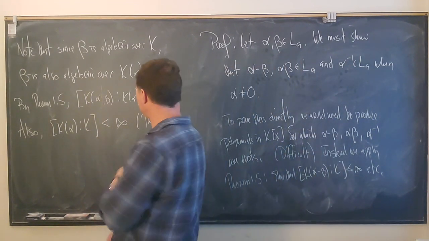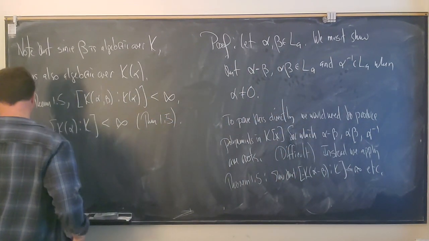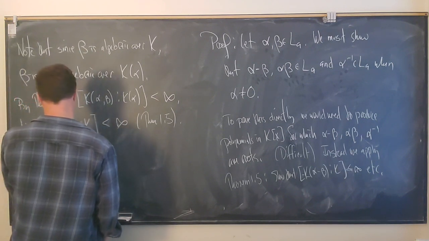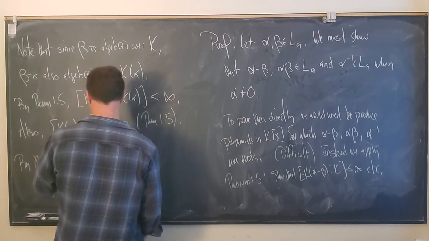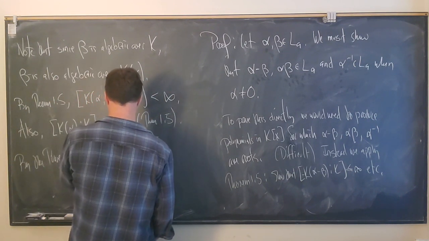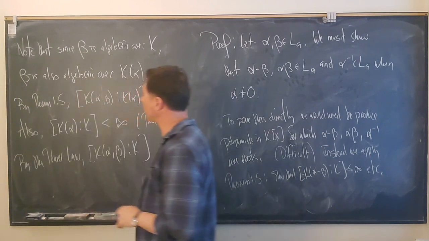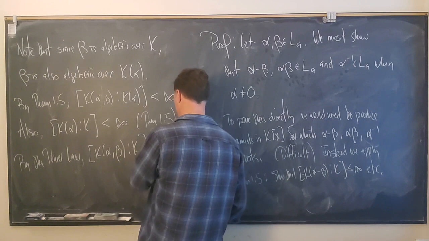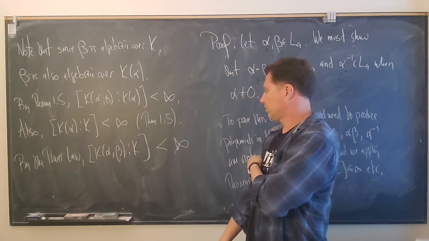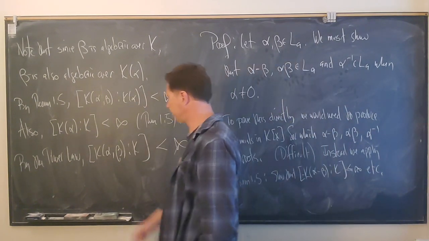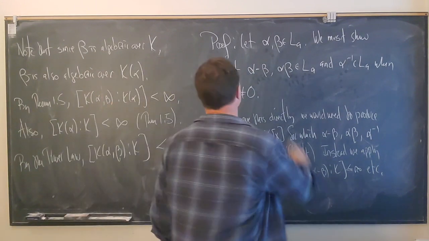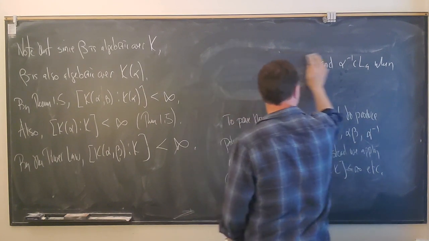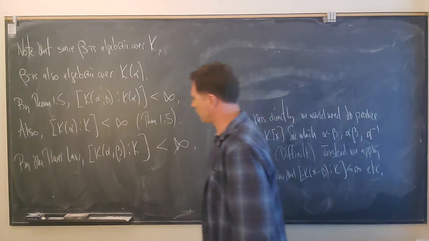So now I can apply the Tower law. So by the Tower law, the degree of K adjoin alpha beta over K, what that's going to be according to the Tower law, is this finite number times this finite number, which gives us a finite number.